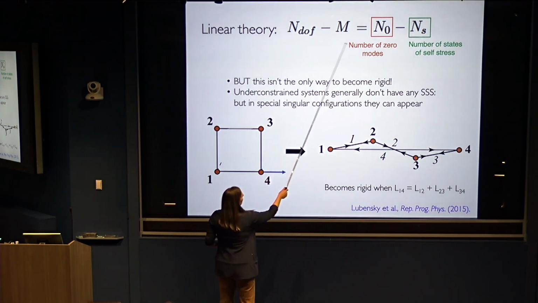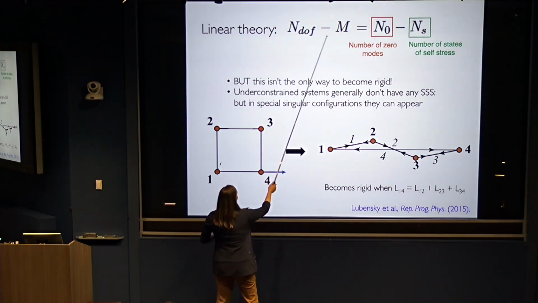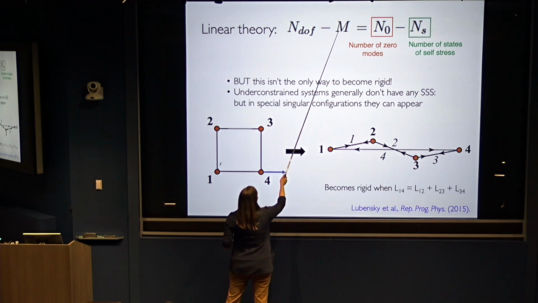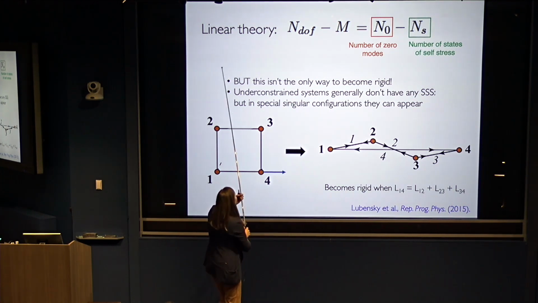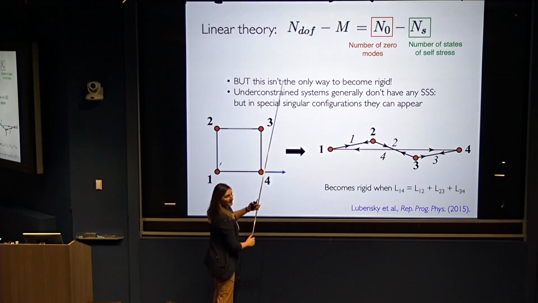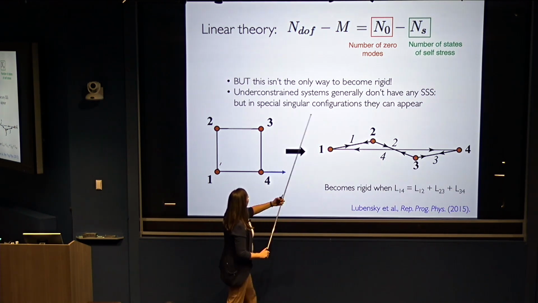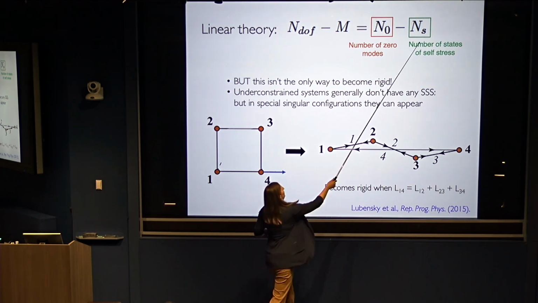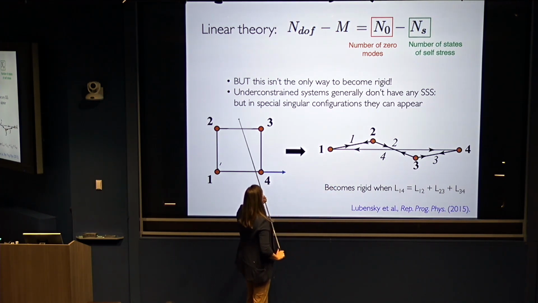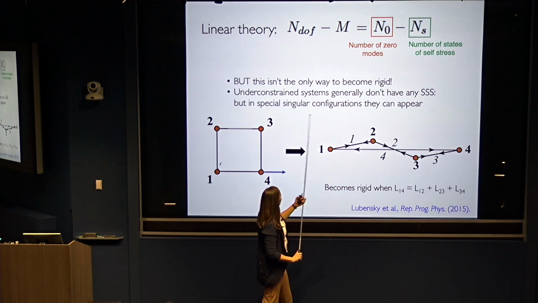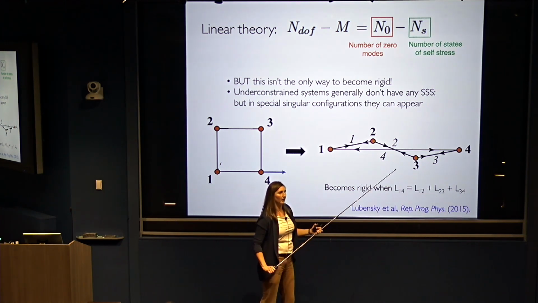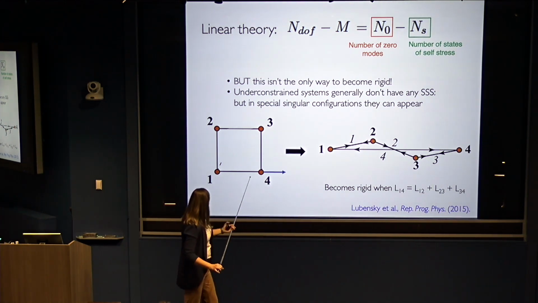So remember this equation from earlier. It says I have to count the number of degrees of freedom and subtract the constraints. But this is actually a linearized theory that predicts this. And so under-constrained systems generally don't have any states of self-stress, but in special geometries, in special configurations, they can appear. So let me show you what I mean by that with this simple example again.